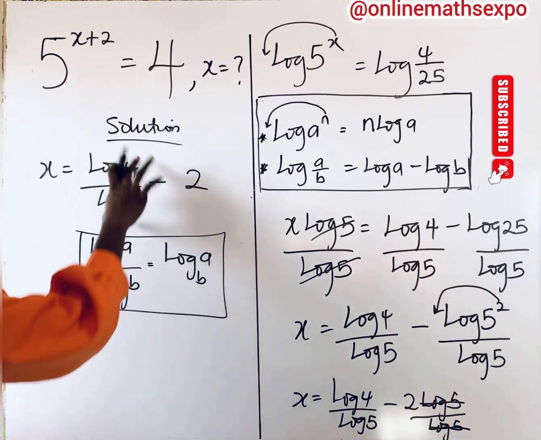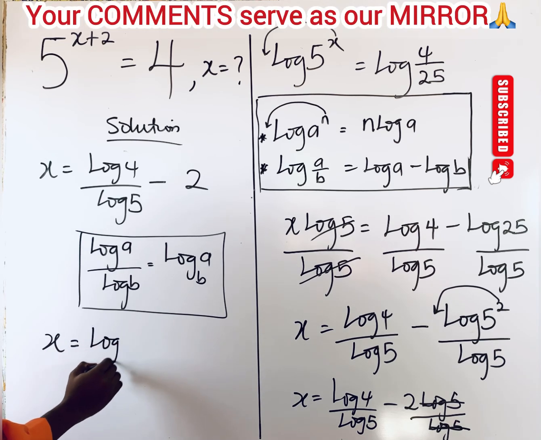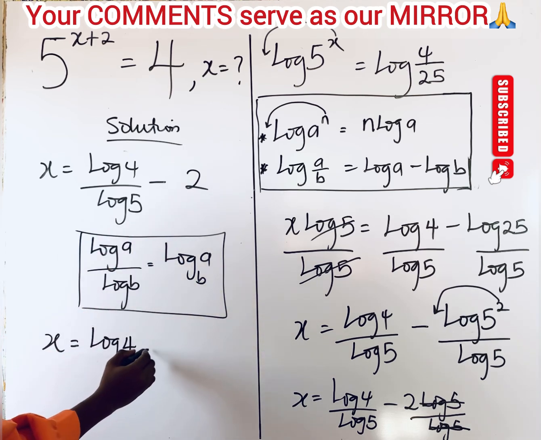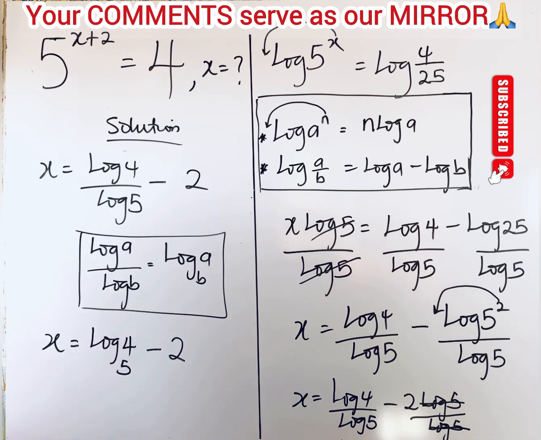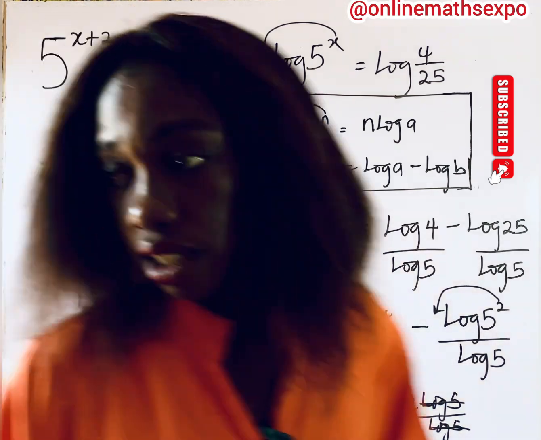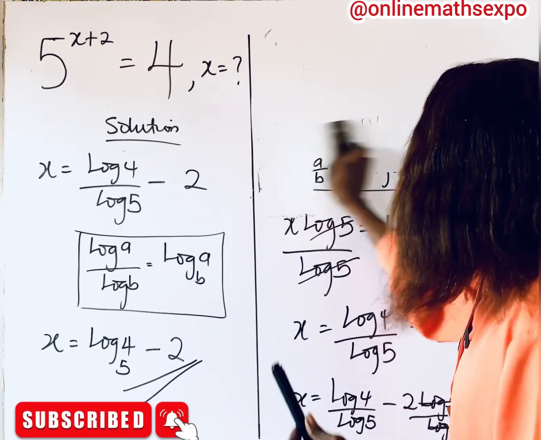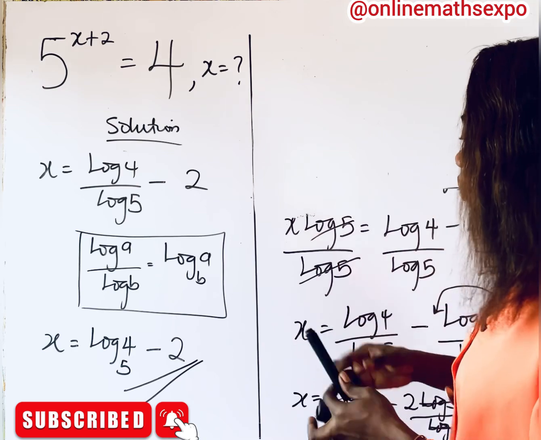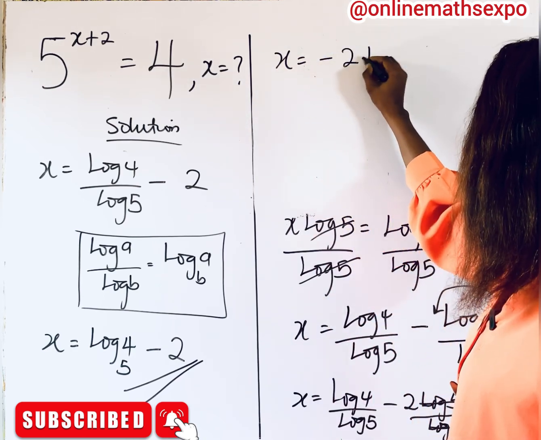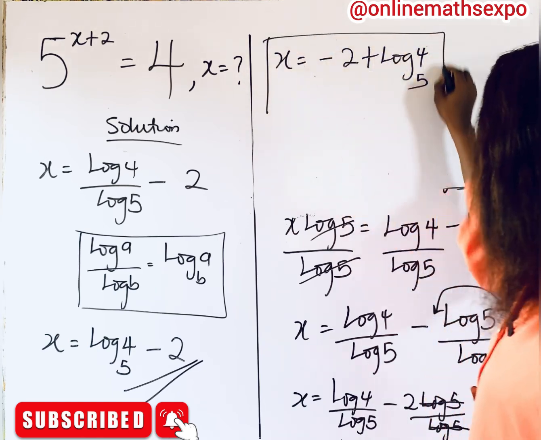Now, apply this here. We are going to have x is going to give us log of, this will now be 4, then the base will now be 5, minus 2. So this is going to be our answer. You can also write it this way if you wish, as x is equal to -2 plus log 4 base 5. So either of these is correct.